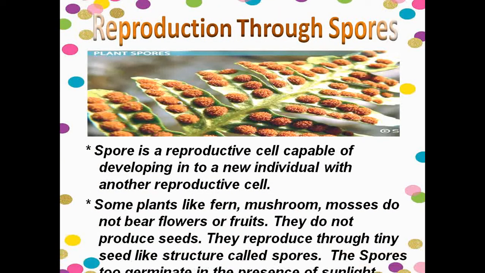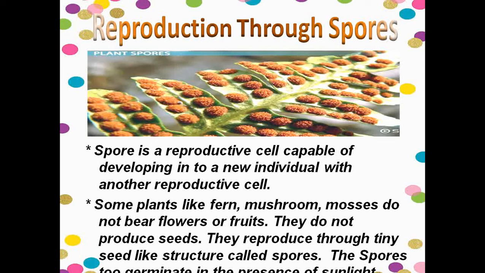So I hope now it is clear to you. Now moving on to my next topic, that is reproduction through spores. There are some plants, children, that reproduce through spores. A spore is a reproductive cell capable of developing into a new individual with another reproductive cell, children.